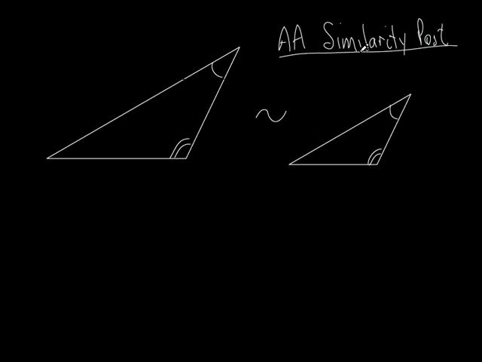Now that doesn't work with congruency. Just because I have this triangle having two angles equal to this triangle, does that mean that these triangles are necessarily congruent to each other? Absolutely not, because look, these two triangles right here obviously are not congruent. So just because you have two angles equal to two angles does not mean the triangles are congruent. But it does mean that they are similar.